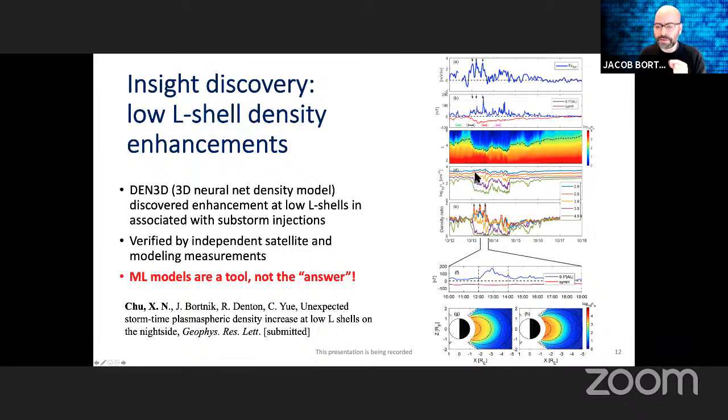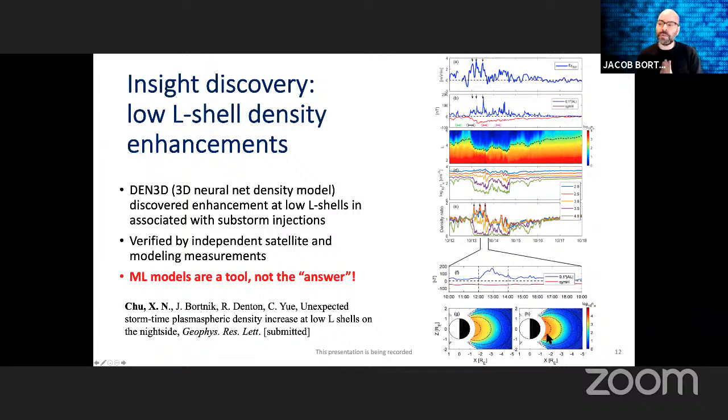And then as we dived into this further and further, here are line plots at various L shells. You can see that there's a slight little bump here at the lower L shells. And if you normalize it by the previous values, you can see that the relative percentage increase is something like 200%. We have these very dramatic enhancements at low L shells, like L of 2 to 2.5 over here, in association with injections from the tail. You can then do a 3D slice, a meridional slice, and you can see that these density enhancements are coming out of the ionosphere here.